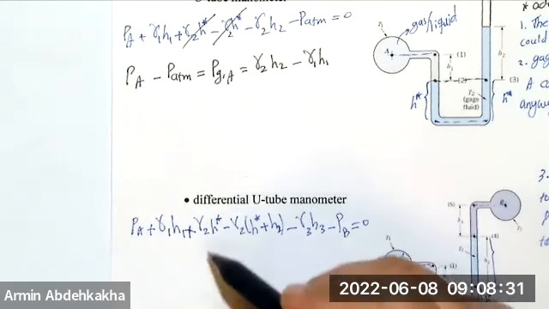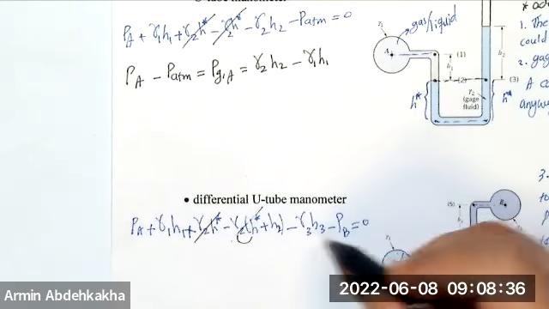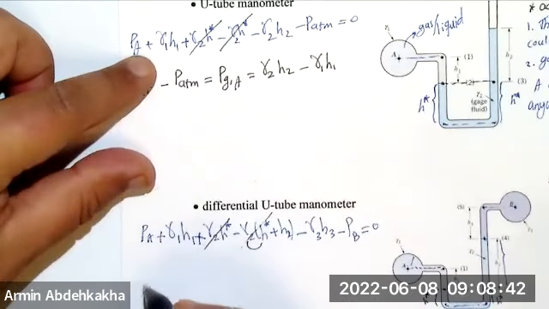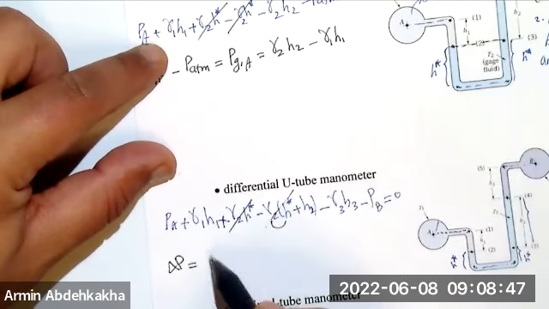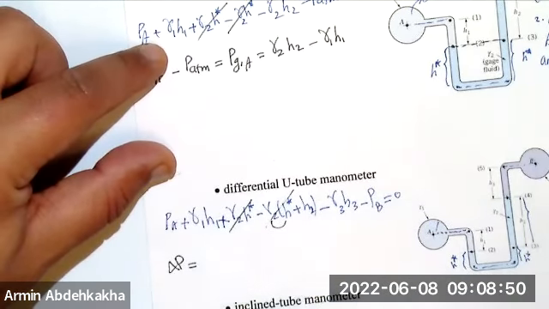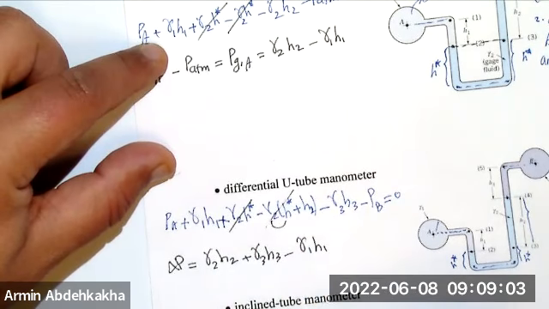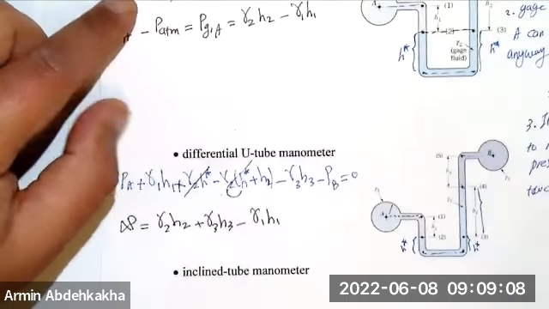Okay, gamma H star is cancelled out with this gamma H star, and just going to keep it. So delta P here equal to, bring this to the other side, gamma 2 H2 plus gamma 3 H2 minus gamma 1 H1. Okay, that's it. You have the answer.